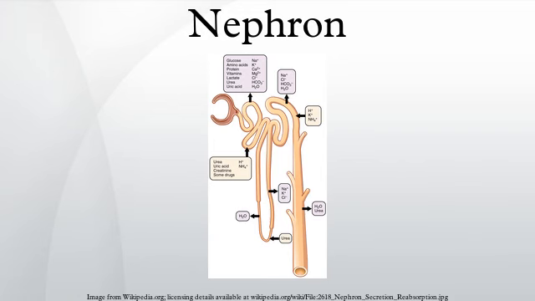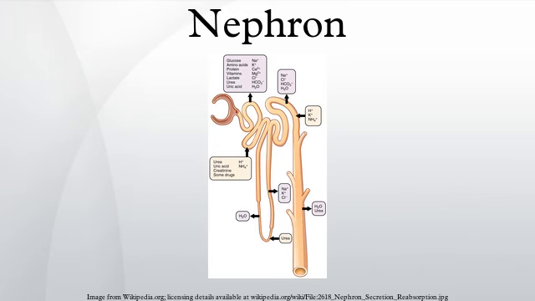Nephron is the basic structural and functional unit of the kidney. Its chief function is to regulate the concentration of water and soluble substances like sodium salts by filtering the blood, reabsorbing what is needed and excreting the rest as urine.